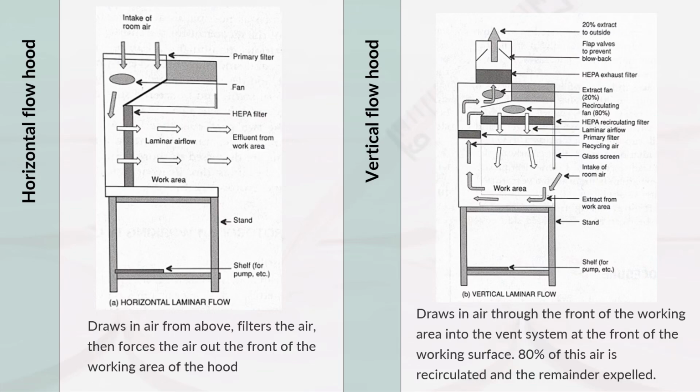However, the vertical flow hood draws in the air through the front of the working area into the vent system of the cell culture hood at the front of the working surface. And then it goes up and is filtered. 80% of the air is recirculated. So this filtered air is recirculated and enters back into the working area while the remainder of the air is then expelled out.